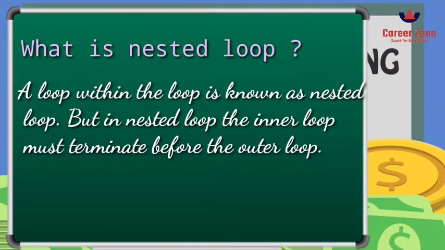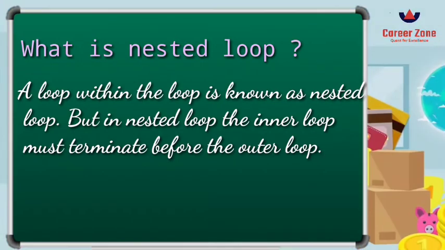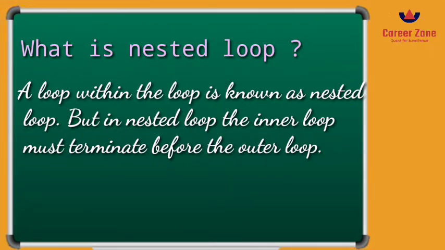Until now we were learning about a single loop, in which one line of statement was written in a for loop or while loop. But when you use two loops, it means there is one loop which is called the outer loop, and you have written one more loop within that outer loop, which is called the inner loop. That is called a nested loop.